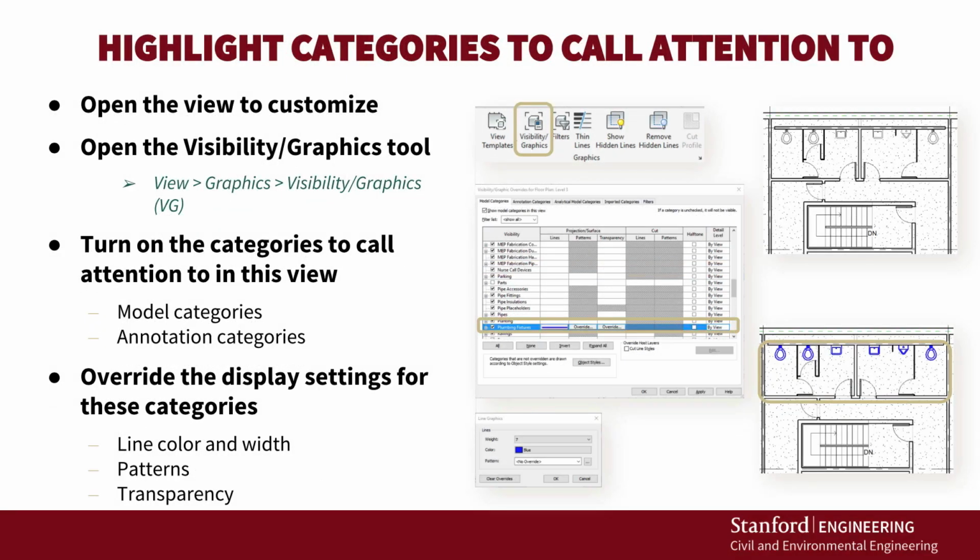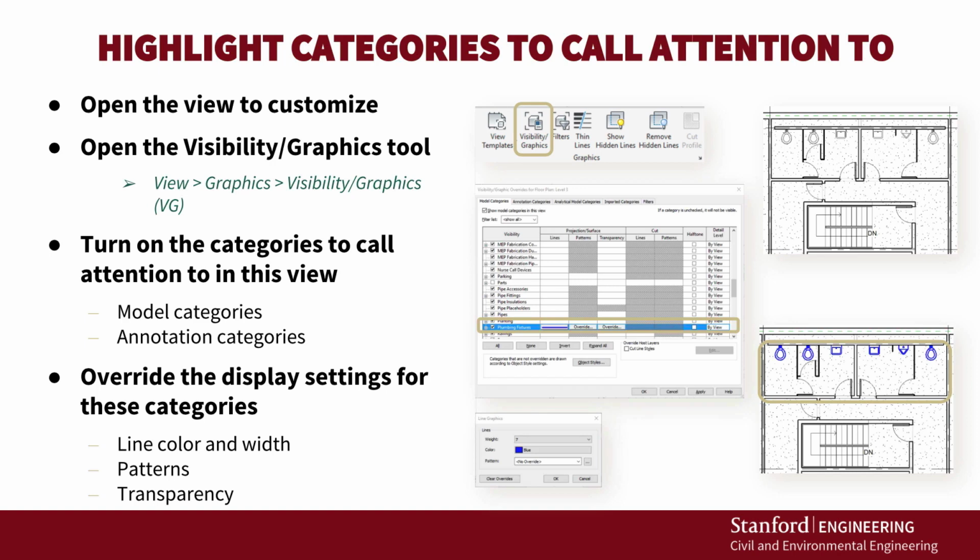You can also use Visibility Graphic Overrides to highlight categories and call attention to them. Again, you'd start by opening the view that you'd like to customize and open the Visibility Graphics tool. It's under the View tab in the Graphics section, Visibility Graphics, and again, the VG shortcut is very handy. Turn on the categories that you'd like to call attention to in this view. Again, you can choose from any of the model categories or the annotation categories.